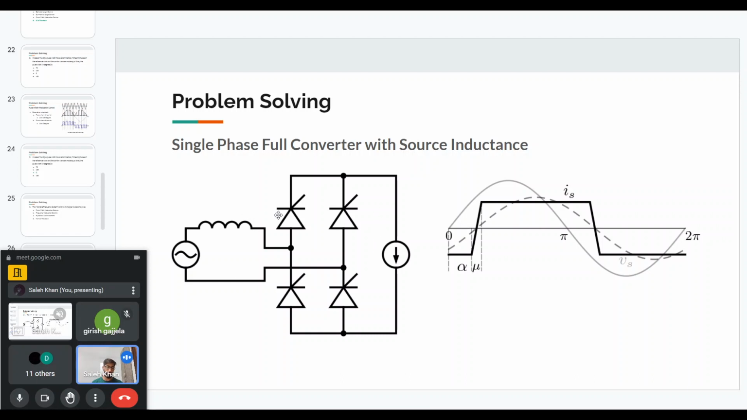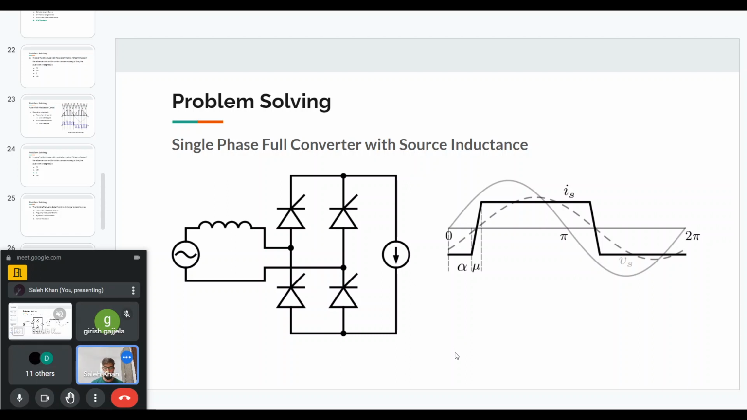It is already mentioned that it is a full converter, but since we are given the overlap angle, we understand that there is a source inductance. So the waveform will look like this. This is the current waveform. The voltage waveform will start at this point after alpha plus mu angle, and then it will continue and go into the negative as well, because we have a constant current load and no freewheeling diode is mentioned in the question.